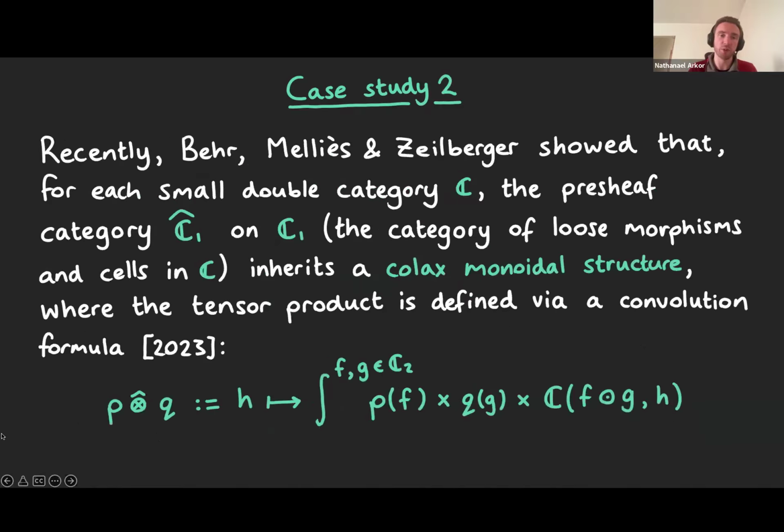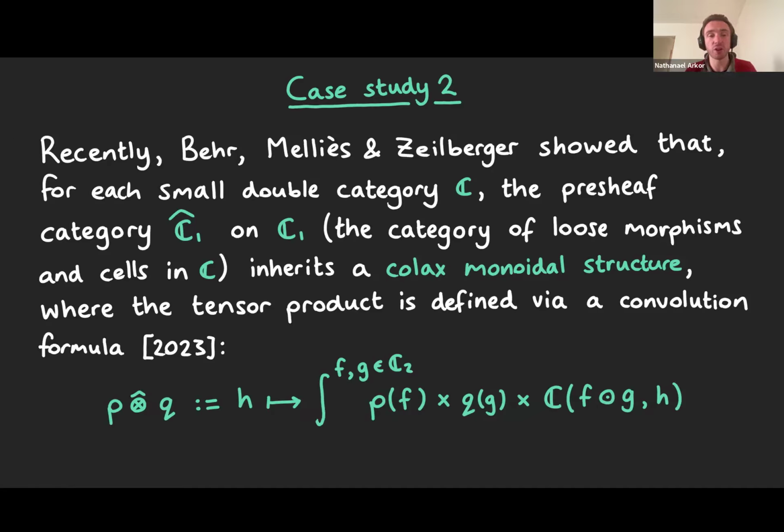Now let's see a second example. So there was a recent paper by Baer, Melies, and Zeilberger who defined a generalization of convolution from monoidal categories, where they showed that if instead of starting with a monoidal category, you start with a double category. So recall that I said for any double category C, there was an associated category C1, which was the category of loose morphisms and cells. So they showed that if you consider the category of presheaves on C1, this has not a monoidal structure, but a colax monoidal structure. So the associator and unitors are non-invertible.